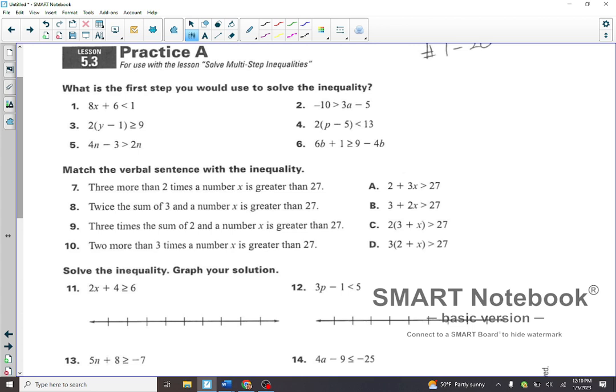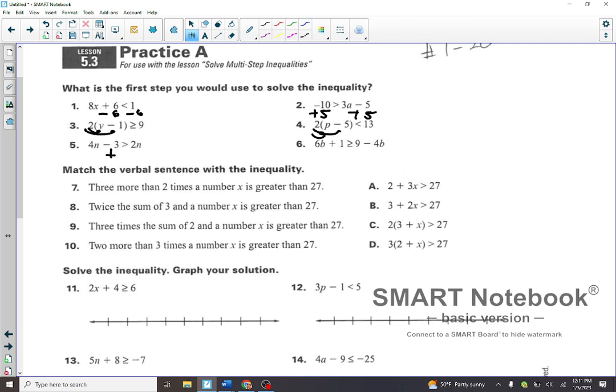So number 1, it just asks what's the first step you would use. Technically, you could continue to solve it, but the first step I would use here, just remember when you have a 2-step, you move the adding and subtracting first. So I would -6 on both sides, okay? And here, I would +5 on both sides. It just asks you to do the first step, so I'm just doing the first step. Here, I would distribute 2. Here, I would distribute 2.